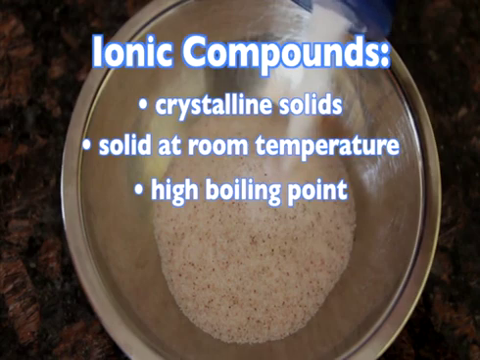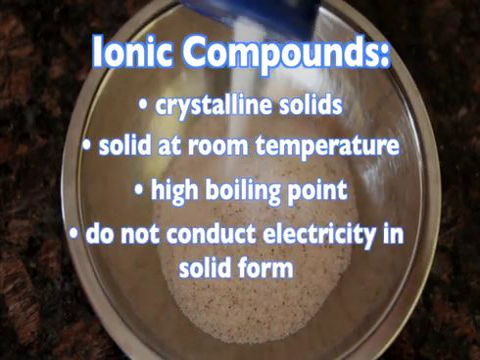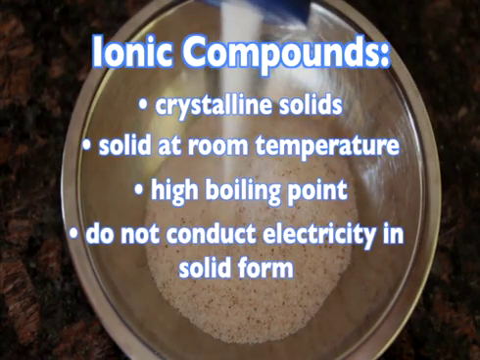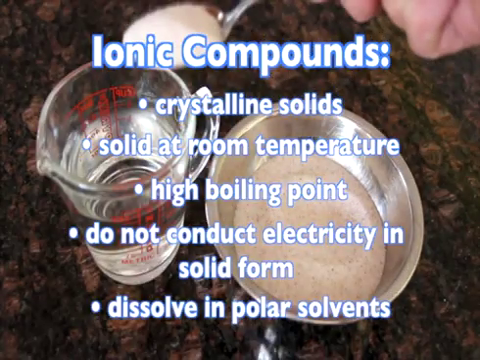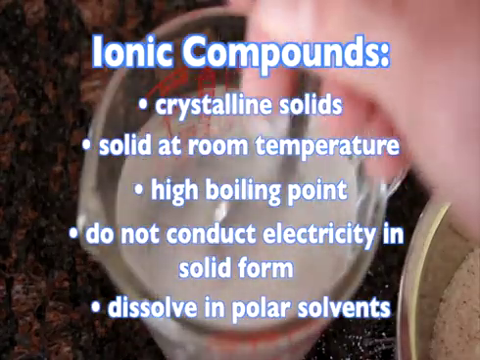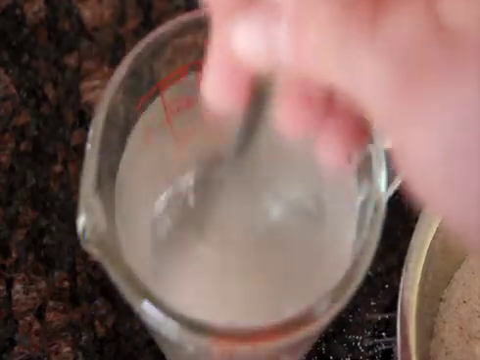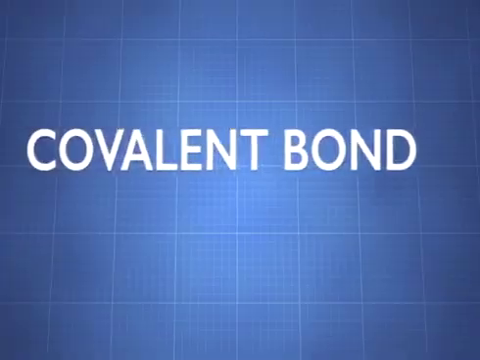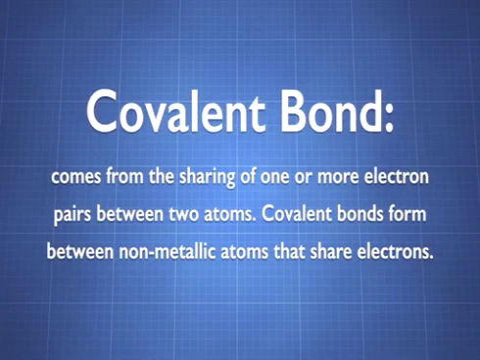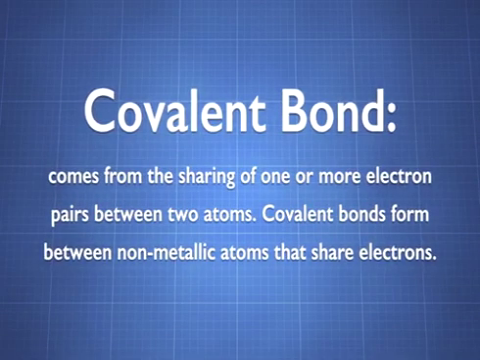Furthermore, most ionic compounds do not conduct electricity as solids. Solid ionic compounds dissolve in polar solvents. For example, sodium chloride dissolves in water to produce positively charged sodium ions and negatively charged chloride ions. A covalent bond forms when two atoms share one or more electron pairs.